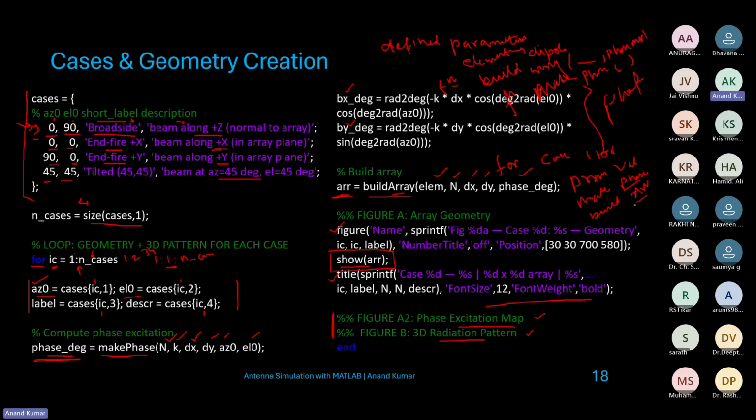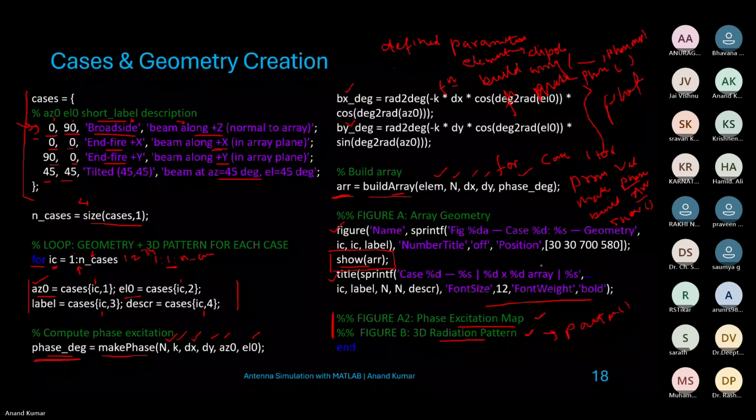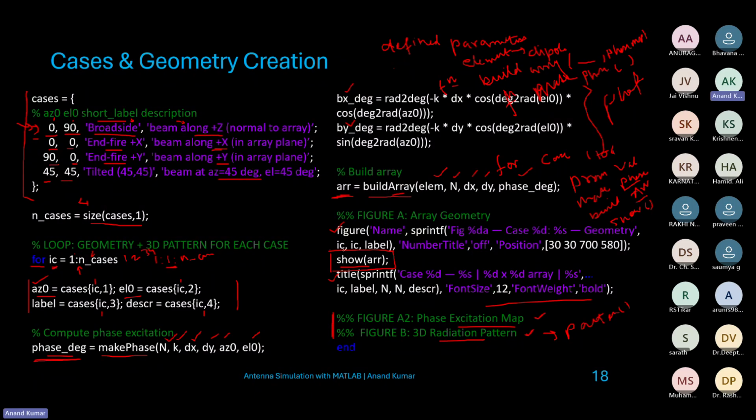And build array gives us the array, and then we use show to show the array, and then we build the phase excitation map, and then we plot the 3D radiation pattern by just using the pattern function. I guess this routine must be clear now.